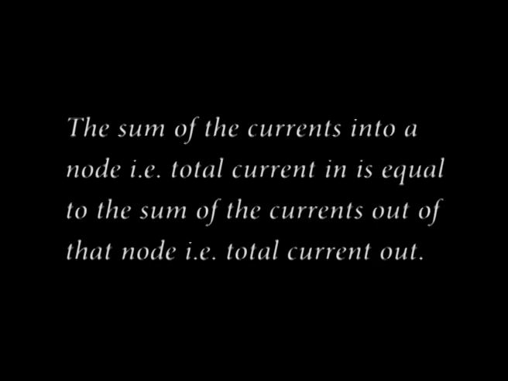Kirchhoff's current law. We learnt in the previous lecture that Kirchhoff's voltage law deals with voltages in a single closed path. Kirchhoff's current law applies to currents in multiple paths. Kirchhoff's current law, often abbreviated KCL, can be stated as follows. The sum of the currents into a node, that is, total current in, is equal to the sum of the currents out of that node, that is, total current out.